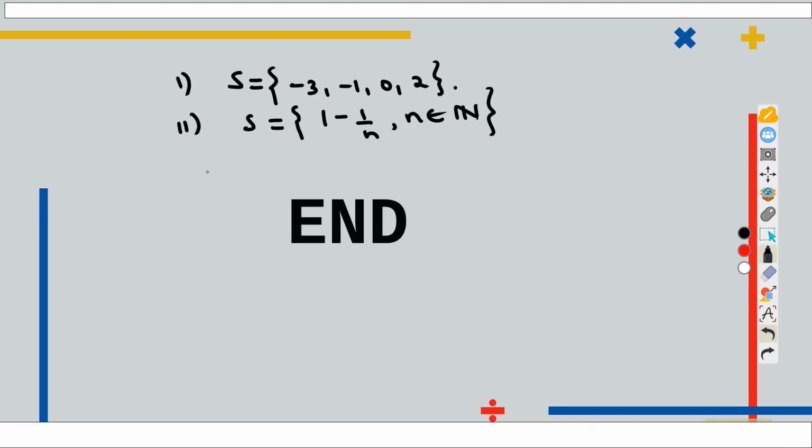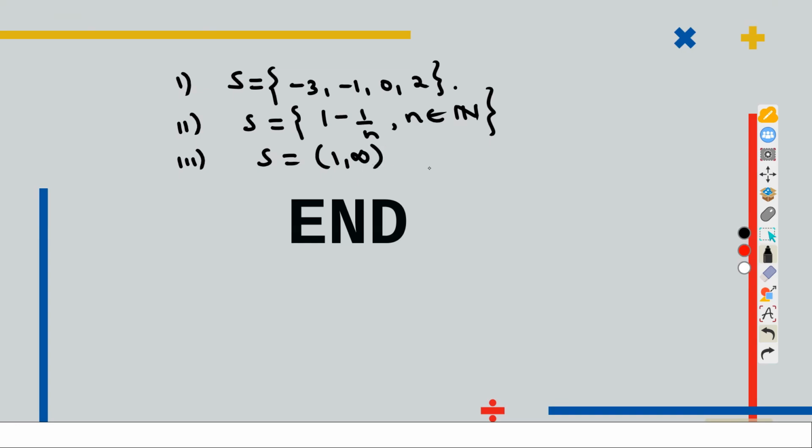And this is the second one. Then the third one, you can try to look at this set here, set S. Set S consists of numbers from 1 to infinity. So try that one and see whether the maximum, the supremum, the infimum, and minimum exist. So try some of these answers here.